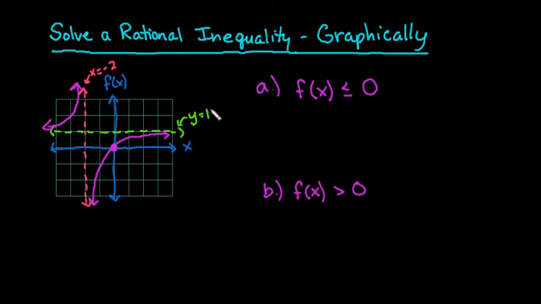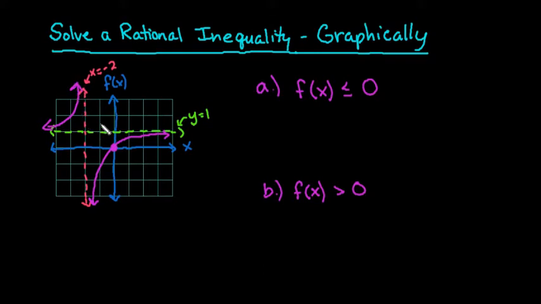Hi, for this video, what we're going to do is solve a rational inequality using a graph. What we have here is a graph of a rational function. This particular rational function has a horizontal asymptote at y equals 1 and a vertical asymptote at x equals -2. Remember, an asymptote is a line that the graph gets closer and closer to, but never actually touches.